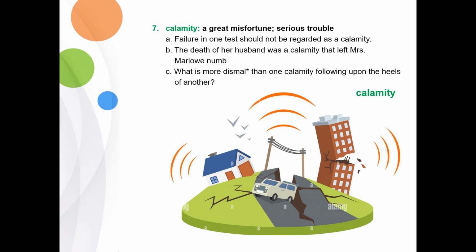Calamity. Calamity means a great misfortune or serious trouble. Examples. Number 1. Failure in one test should not be regarded as a calamity. Number 2. The death of her husband was a calamity that left Mrs. Marlowe numb. Number 3. What is more dismal than one calamity following upon the heels of another?